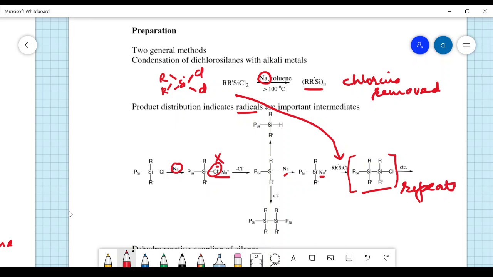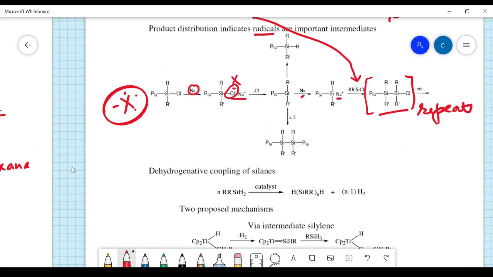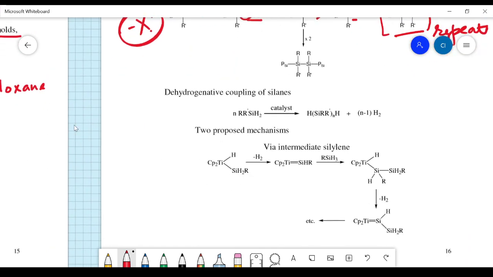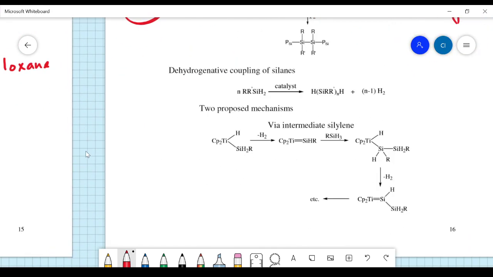In the examination, you have to write this reaction, it is a very important thing. I think it's not very difficult. You can write any silicon and forget about the chlorine atom there. It is mentioned as a dehydrogenative coupling of silanes. So RRSiH2 with a catalyst: you get two hydrogen atoms on both sides, and then minus one H2. Two proposed mechanisms are there, not needed for you. But you can have a look at how titanium is acting as a catalyst in forming this polysilane.